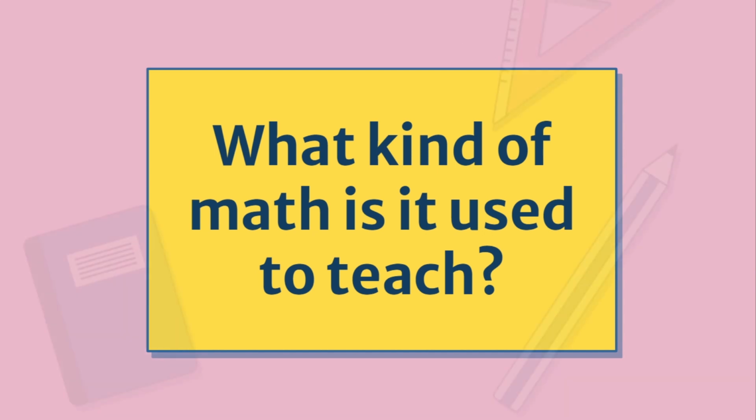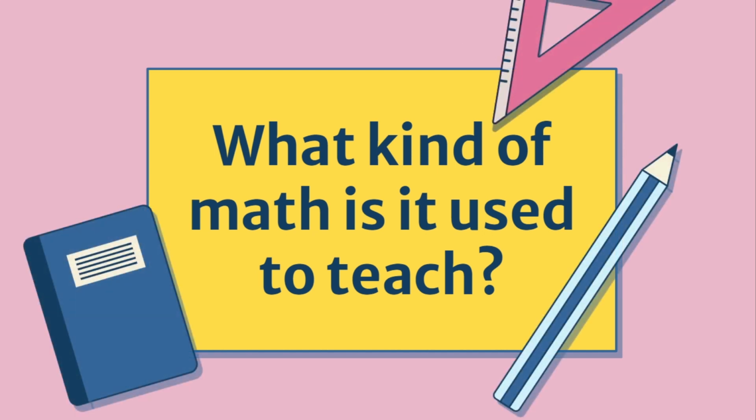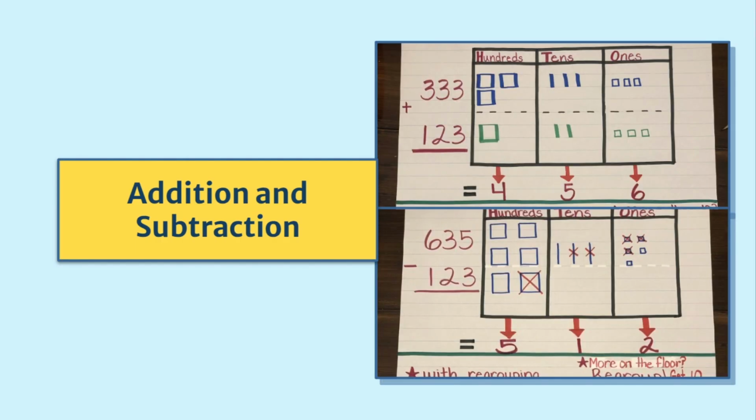So what kind of math is a place value chart used to teach? Place value charts are intrinsic to any kind of math. Place value itself is intrinsic. It helps us understand the meaning of numbers. It gives us a better understanding of number sense. So any kind of math can use it.